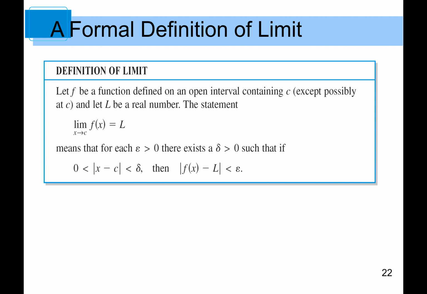So let's take a look at the formal definition of the limit. Let f be a function defined on an open interval containing c, except possibly at c. Let L be a real number. The statement limit when x approaches c, f of x equals L, means that for each epsilon greater than 0, there exists a delta greater than 0, such that if absolute value of x minus c is greater than 0, less than delta, then absolute value of f of x minus L is less than epsilon.